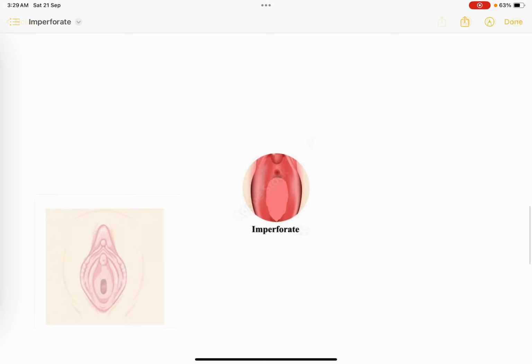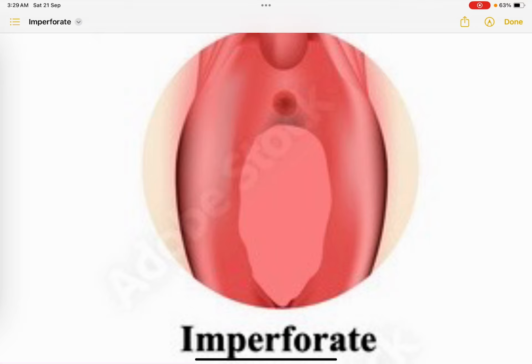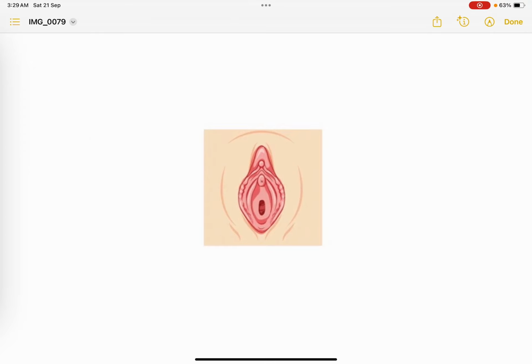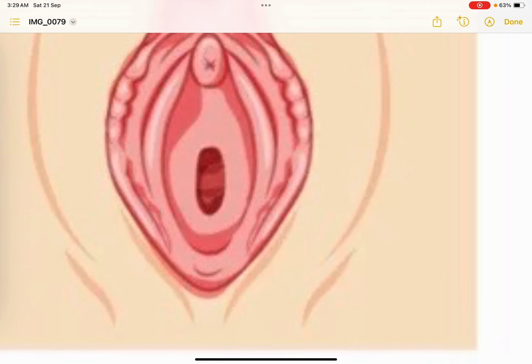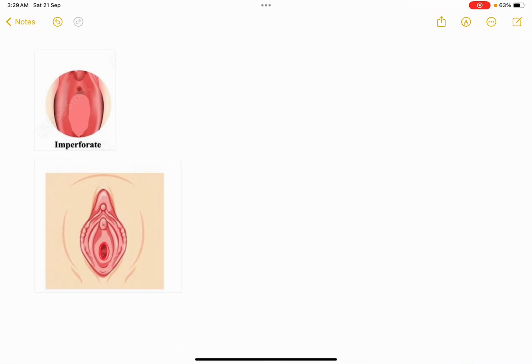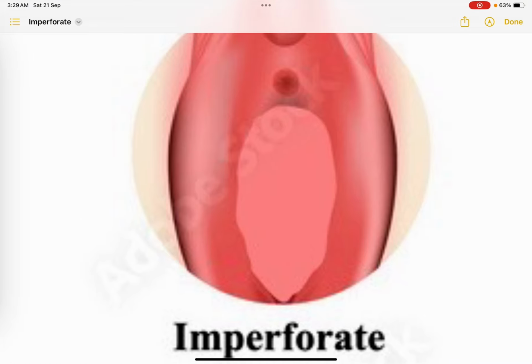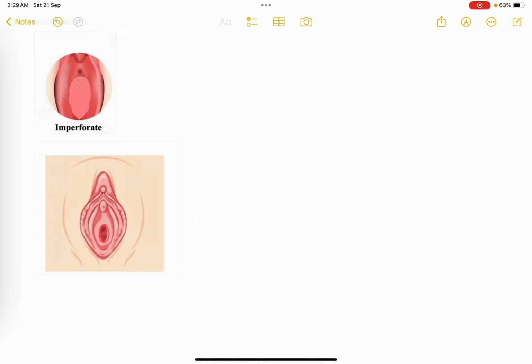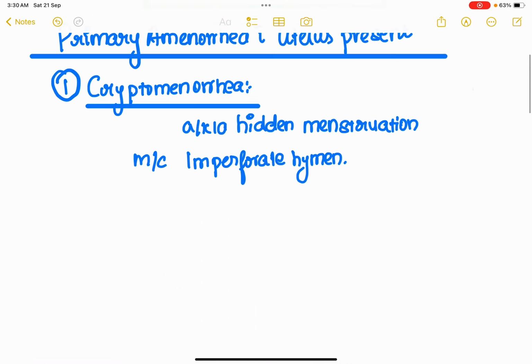So let me show the interesting diagram here. As you can see here, the hymen is imperforate. Let me also show the normal. As you can see here, this is a perforated hymen, and this is the vaginal opening. Yes, the hymen is perforated here, but in this image, the hymen is imperforate. Since the hymen is imperforate, whatever menstruation happens in this female, the blood is going to get collected inside the vagina. It won't come outside the vagina.